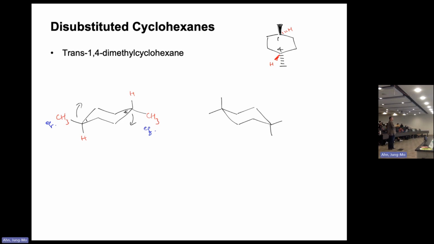By raising these corners up and the other corners down, this equatorial will become an axial, and that equatorial becomes an axial. So both will be axial. So those two are not at the same energy. You still need the number of axial substituents. This has 0, that has 2. So which one is lower in energy? That one. So which one is the most stable chair conformation of the 1,4 trans dimethyl cyclohexane? This one.